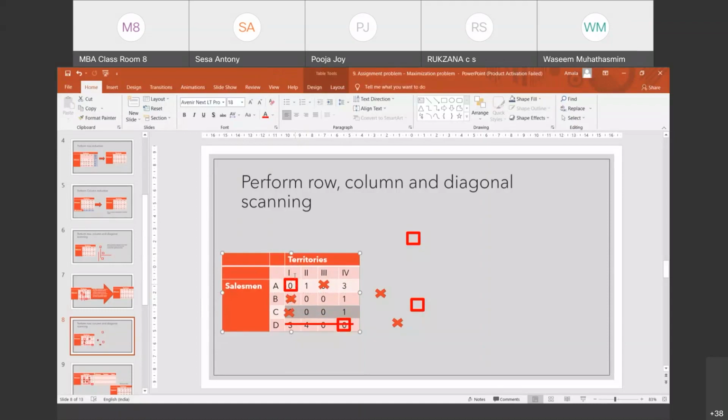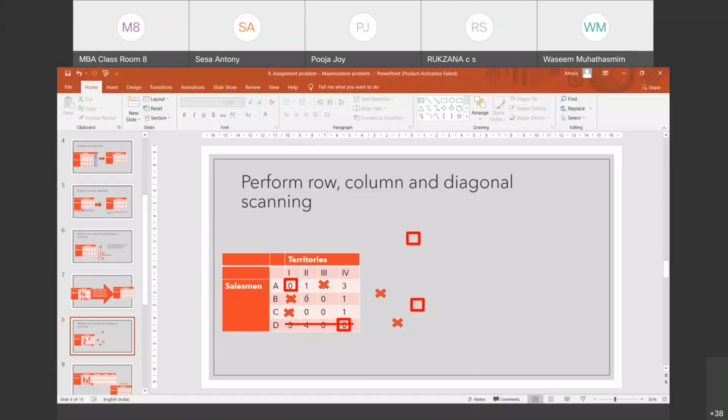Yeah. First column, can you do any scanning? Column scanning? No, because there are no zeros. Second column, can you do column scanning? No, because there are two zeros. Third column also no, because there are two zeros. Okay. Fourth column, there are no zeros. Okay. So row scanning and column scanning is not possible.